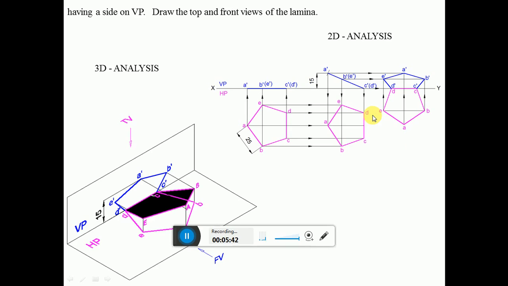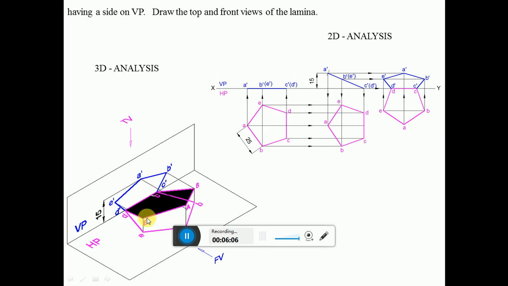Next, having a side on VP. So what does it mean? It says a side which is resting on HP is also on VP. So which is the side which is resting on HP? CD. And if you see that, again CD is resting on VP. And even in the final position, the capital A is at a distance of 15 mm above HP.